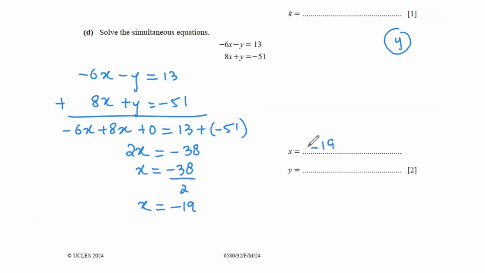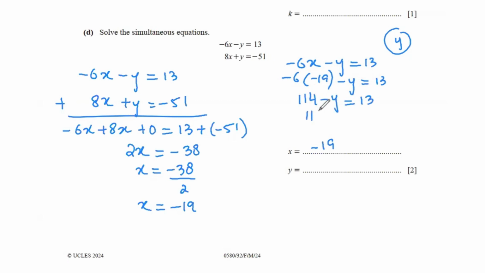Now to find the value of y, you substitute negative 19 into either of the equations. The first one, because once again, that's going to be simpler to solve. So negative 6 times negative 19 minus y equals 13. 6 times 19 is going to be 114. So 114 minus 13 equals y, which is equal to 101. That is your value of y. So that's how you use elimination method to solve a set of simultaneous equations.